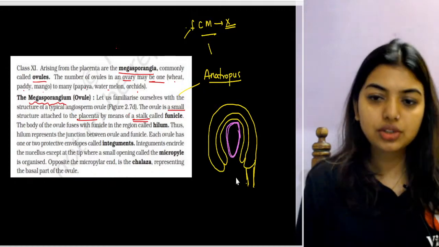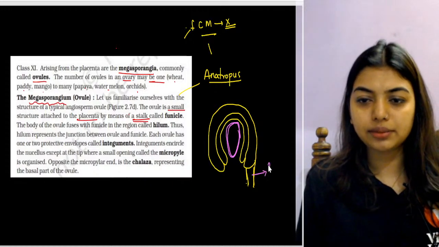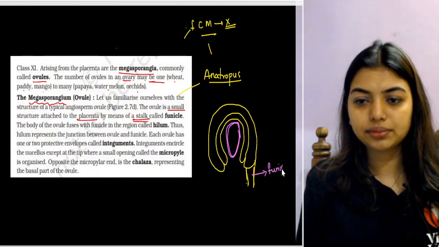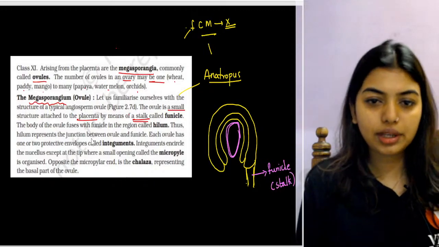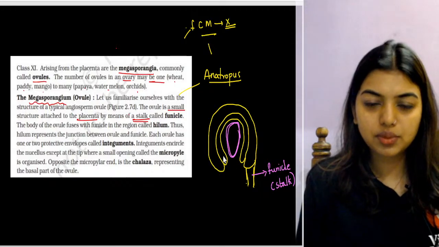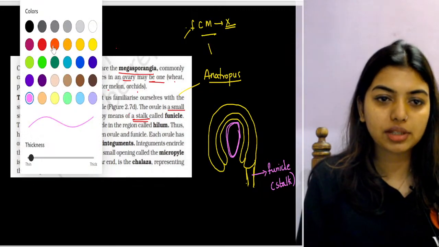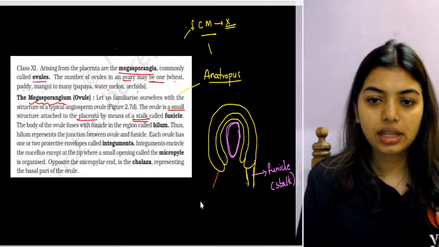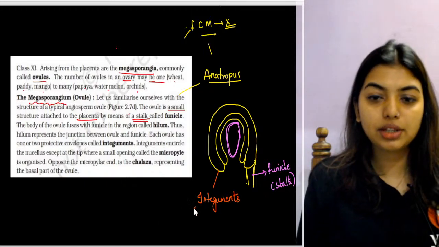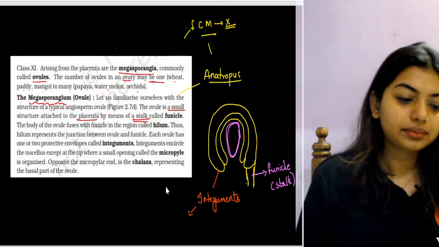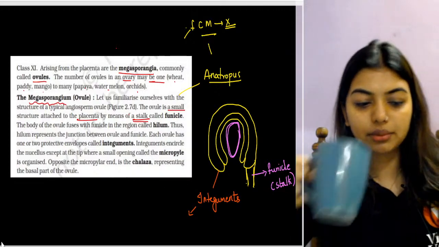Okay, so students, look here, this is the funicle or the stalk through which the ovule will be attaching to the locule. Now as we go further, what you see are the integuments. Okay, these are the integuments. What is the main job of the integuments?